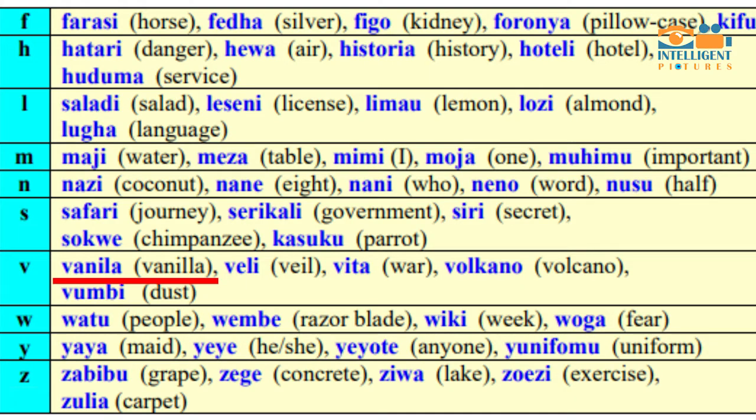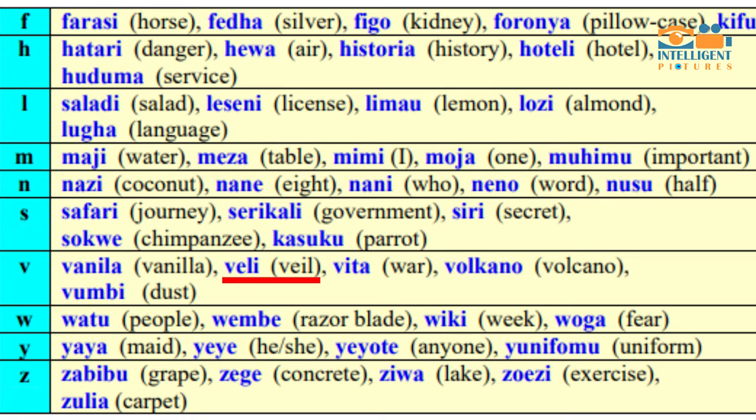We also have words which start with sound V, that is vanilla. I know you pronounce it in English as vanilla. So vanilla means vanilla. There is also another word which starts with a sound V, which is veli. Veli means veil, okay? The one you can put on your face, so veil, okay? Veli in Swahili.